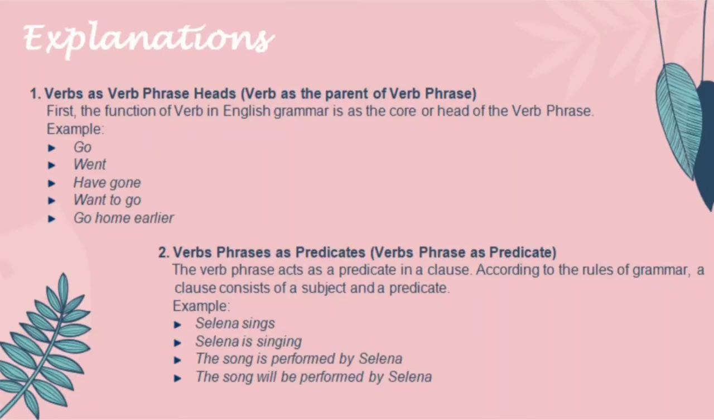The second is verb phrases as predicates. The verb phrase acts as a predicate in a clause. According to the rules of grammar, a clause consists of a subject and a predicate. For example, Selena sings, Selena is singing, the song is performed by Selena, and the song will be performed by Selena.